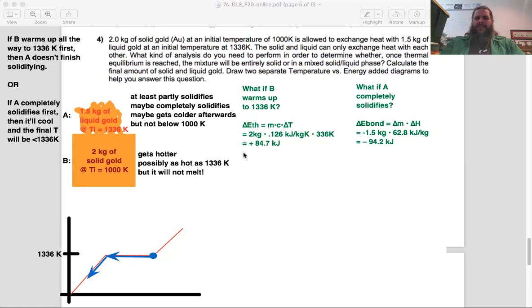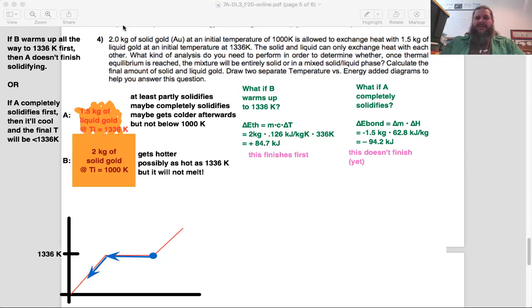Yeah, B warming up. And how can we tell that finishes first? Yeah, it takes less energy. Because keep in mind, these are exchanging energy at equal rates. As B gains 84.7 kilojoules, which is enough to warm it up all the way, in the same amount of time, A loses 84.7 kilojoules, which is not enough to completely solidify. So that means B does warm up all the way to 1336. A is mostly solidified, but has not completely solidified yet.